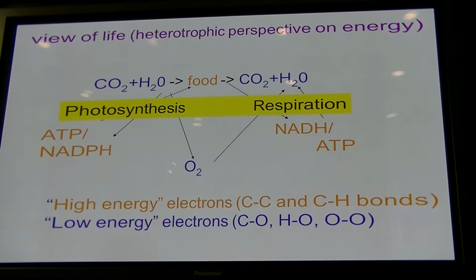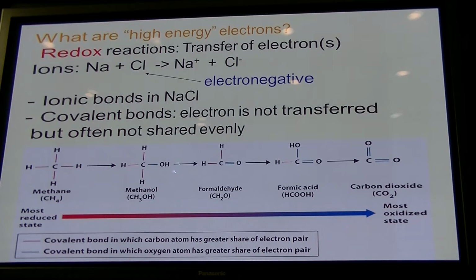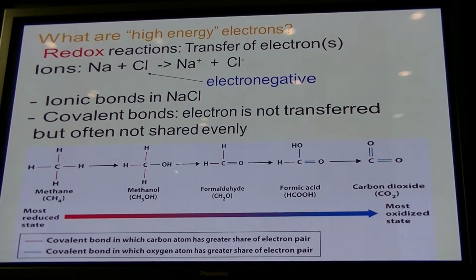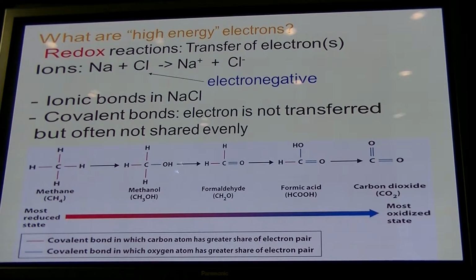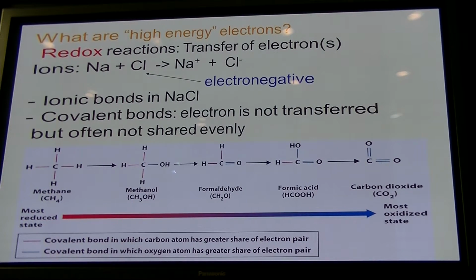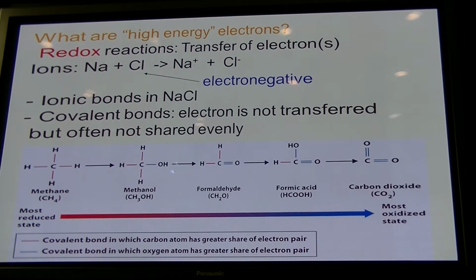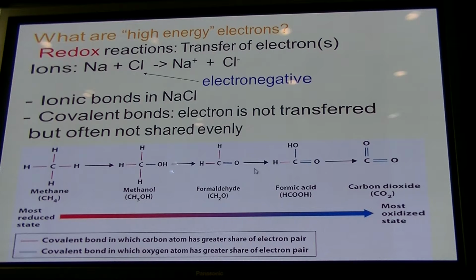Another question is, what are high and low energy electrons? What is that? Let's answer that question. Well, to answer that question, we have to understand redox reactions. And effectively, we can say that every chemical reaction is a reaction that involves the transfer of electrons, and that is what a redox reaction is. So in redox reactions, any chemical reaction, there's transfer of electrons. There are two extremes that we can think of.